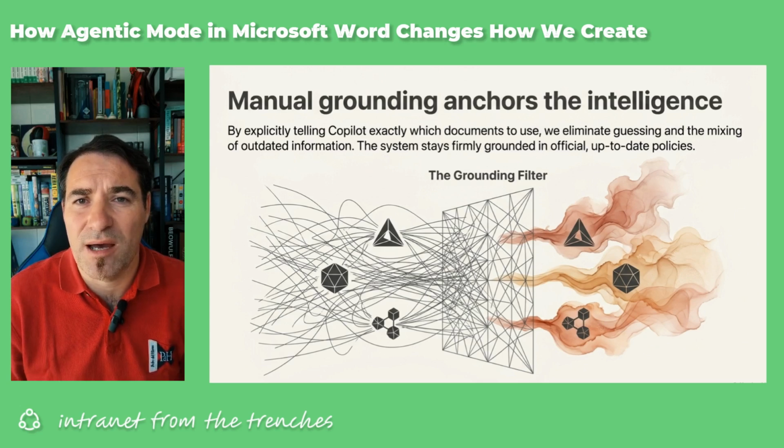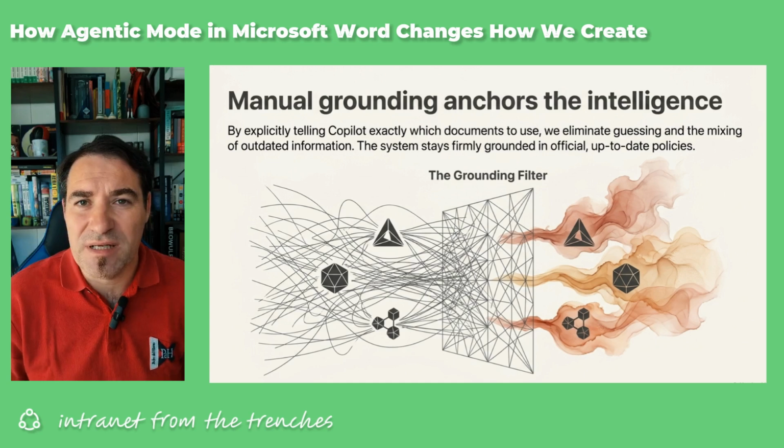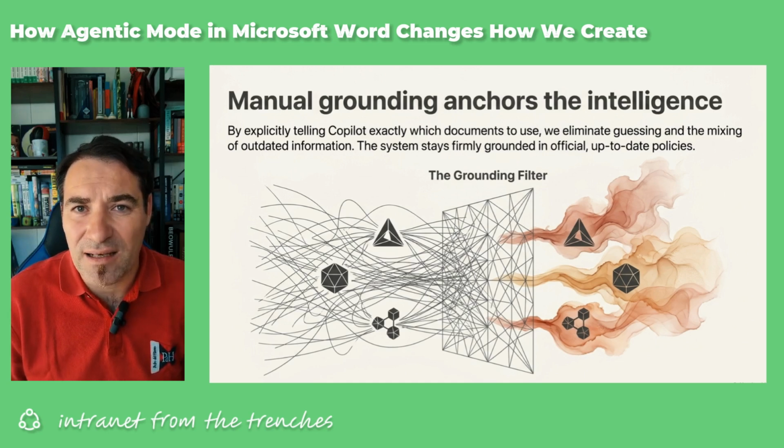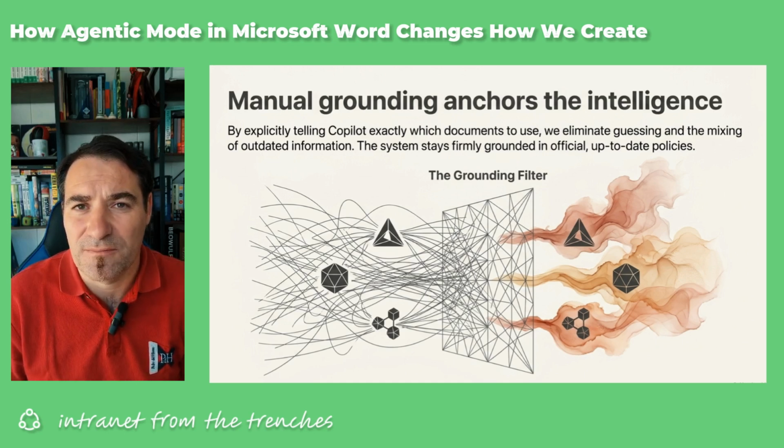The real power comes when we combine agent mode with manual grounding, explicitly telling Copilot exactly which documents to use. This helps avoid guessing or mixing all information and gives much more precise, trustworthy results.